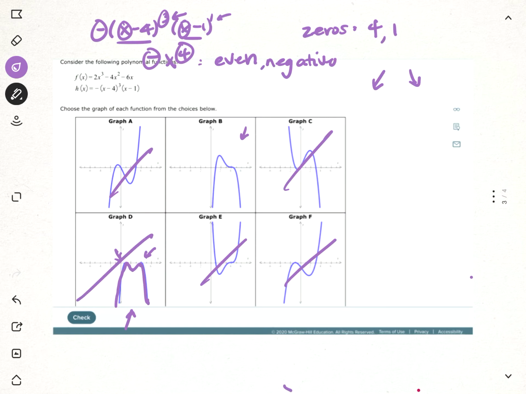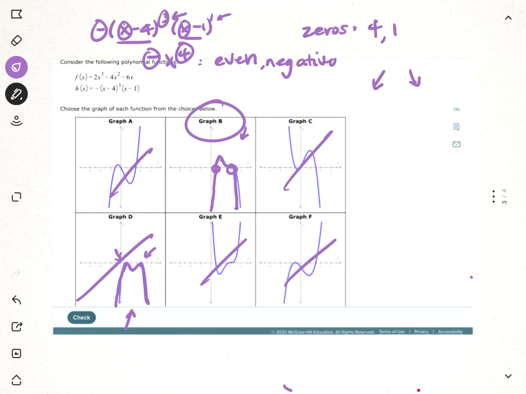Because both of these are odd multiplicities, they cross through at 4 and negative 1. Notice the graph goes up, hits the graph, goes through, comes back down, hits the graph, goes through. So graph B is the one we're looking for there.